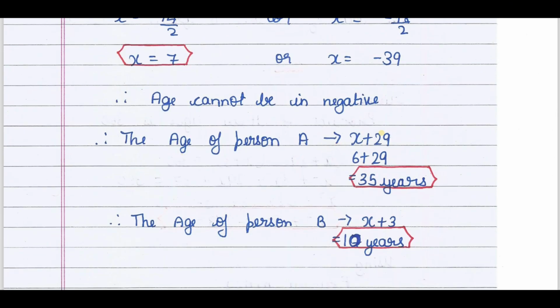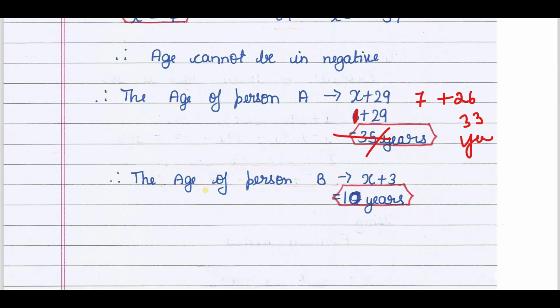Here, what I have done is after 3 years, but what you can do is directly substitute here. It is 7. Okay, 7 plus 26, you get 33 years. So I have made a mistake here. It is not 35, it is 33. In the same way, the present age of person B is 7 years.